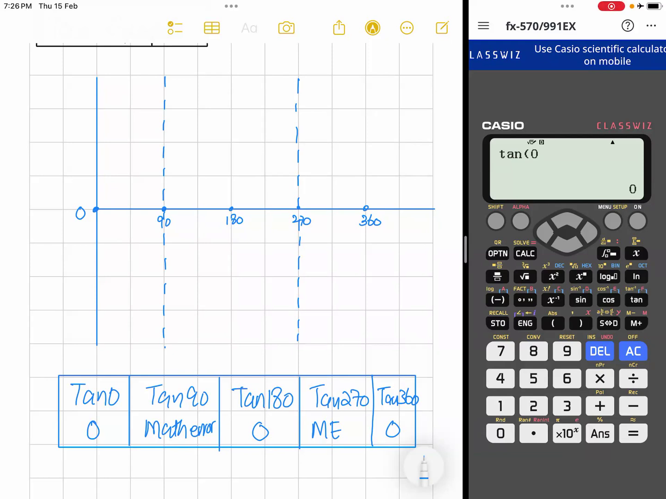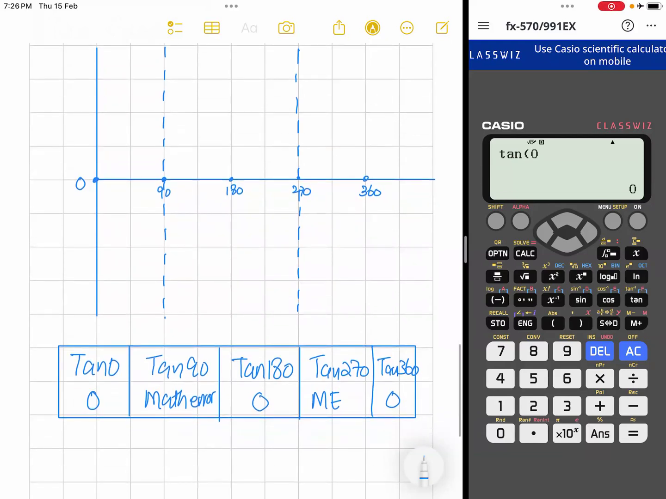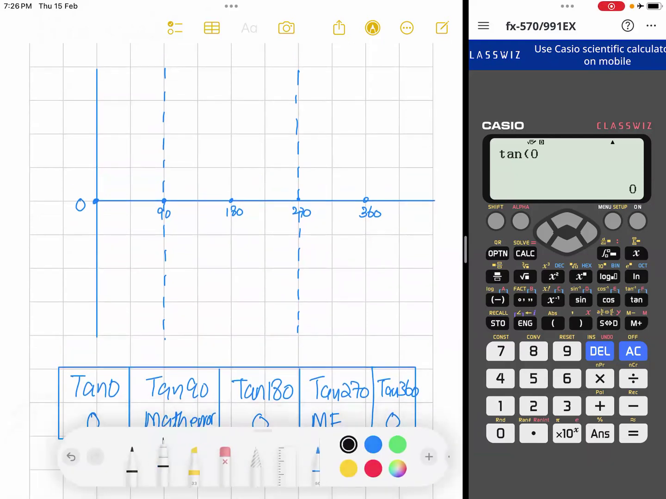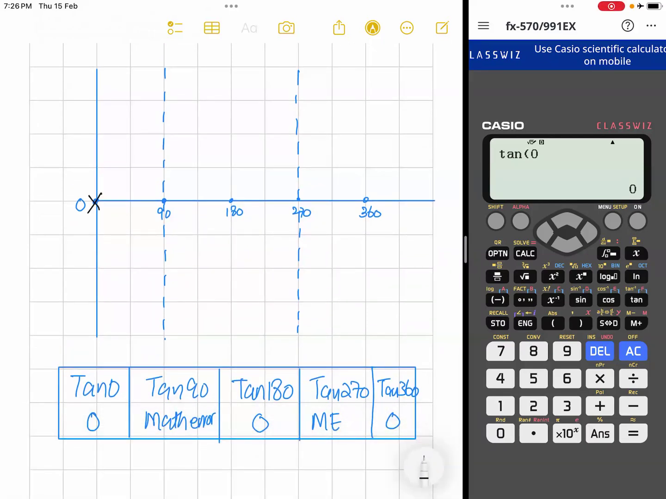Please check tangent 89. Is it positive or negative? Tangent 0 is 0. Check tangent 89. It will be a positive answer because it is in the first quadrant. Yes or no? Yes, sir. So can I say that that point would be tangent 89? Yes or no? It's a positive area.